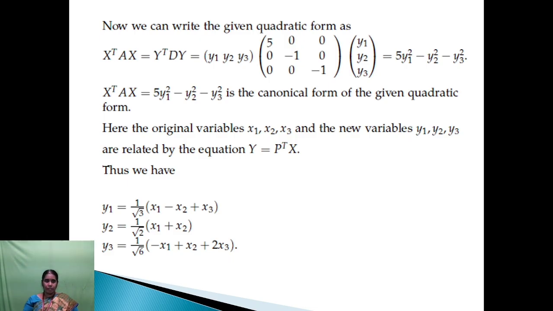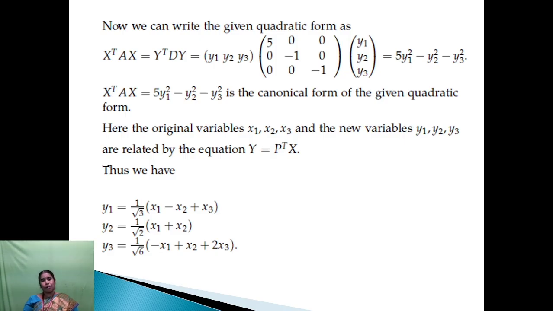It means here the original variables x1, x2, x3 are now changed to the new variables y1, y2, y3. In this way, we can convert our quadratic form to a canonical form in both cases. It means for repeated eigenvalues or for non-repeated eigenvalues, we can convert our quadratic form to a canonical form. Yes, this is one of the sections.